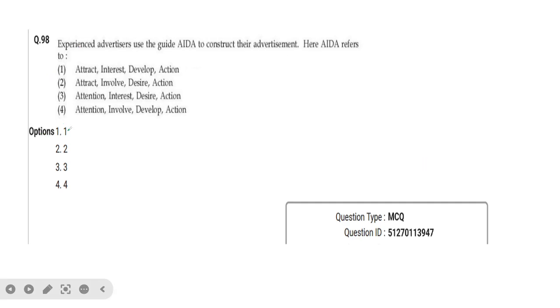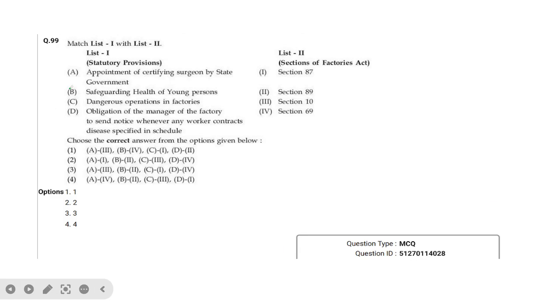Question number 98: experienced advertisers use the guide AIDA to construct their advertisement. Here, AIDA refers to... the answer is option 3. That is attention, interest, desire and action. Question number 99: match list 1 with list 2.